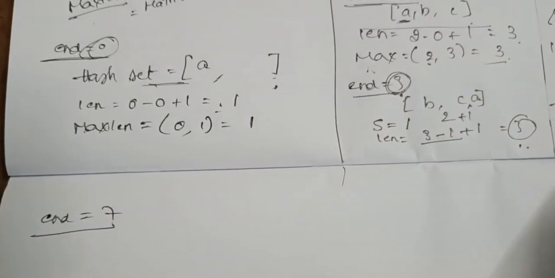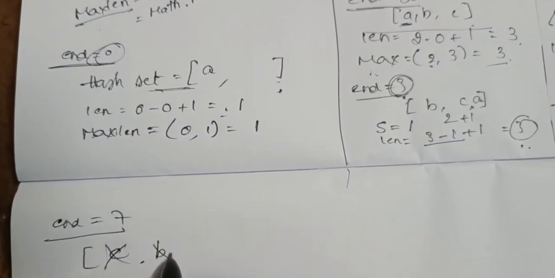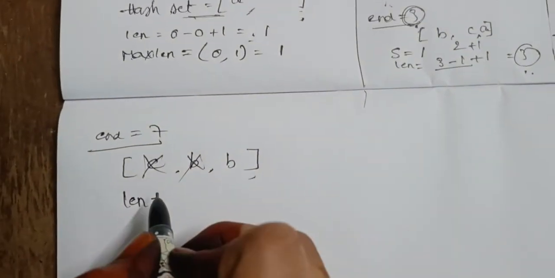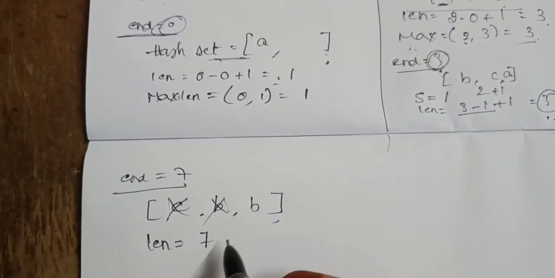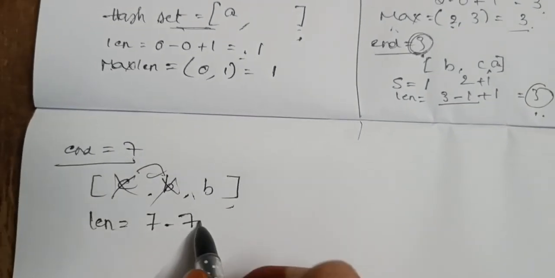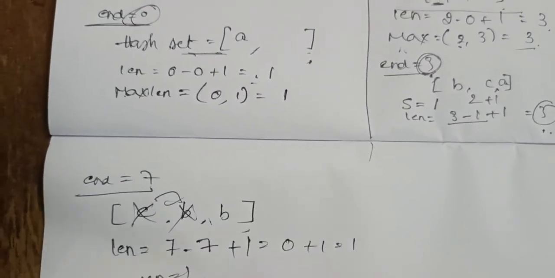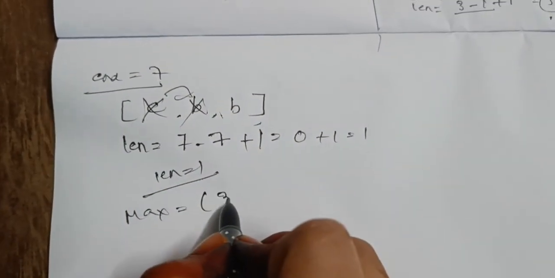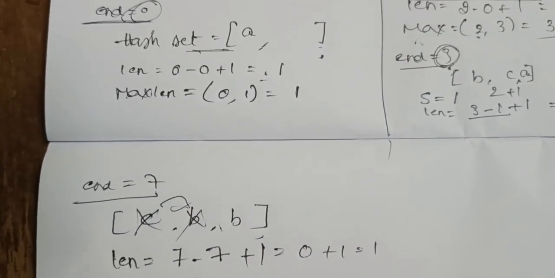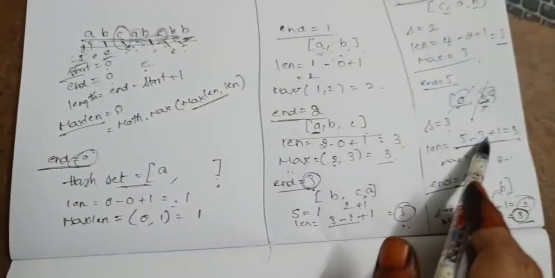So B is already present here, right? So first I am removing the C from the hash set and B, and later I'm adding B from the back. Now the length should be like 7 minus. Again, my start has been incremented by 2 times, right? So it will be 7 minus 7 plus 1, which is 0 plus 1, it is 1. So my length is 1, but my max length remains same because it is a maximum of 3 comma 1, which is 3. So my longest substring length is 3. In this way, we are going to find out. Hope you understand the logic.